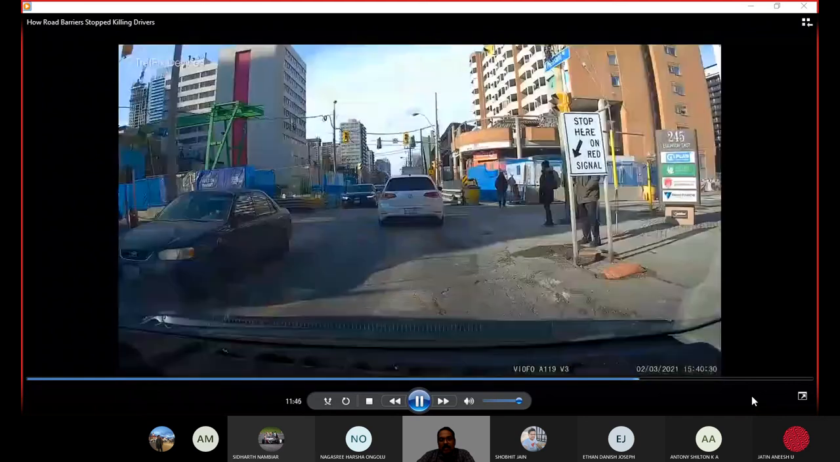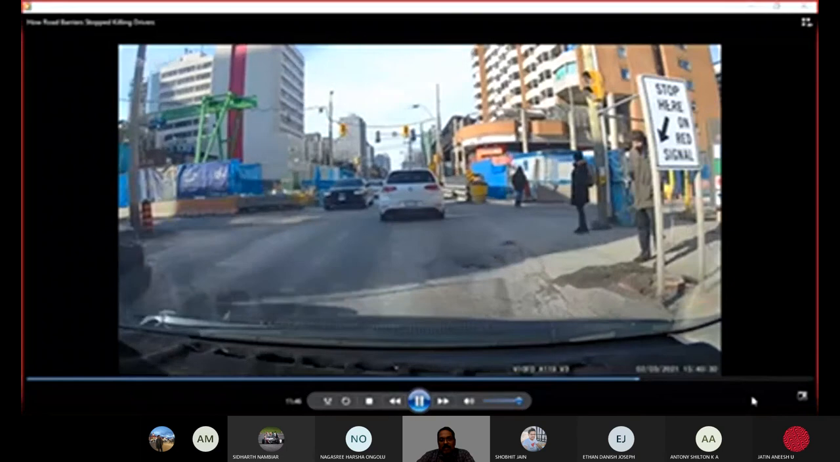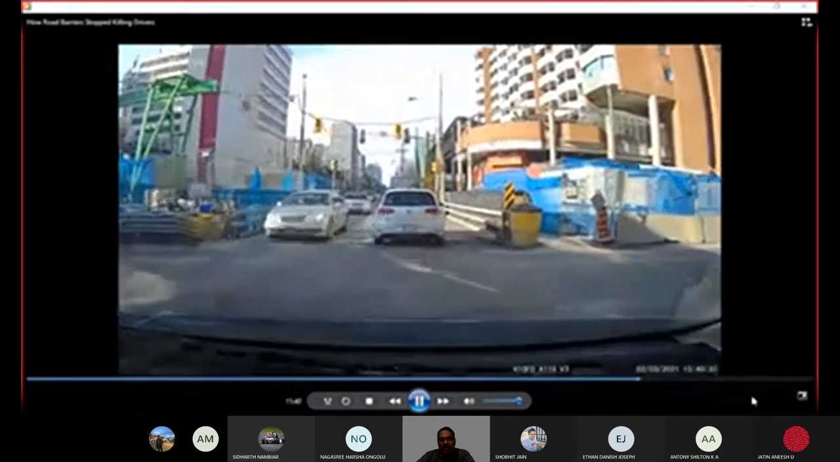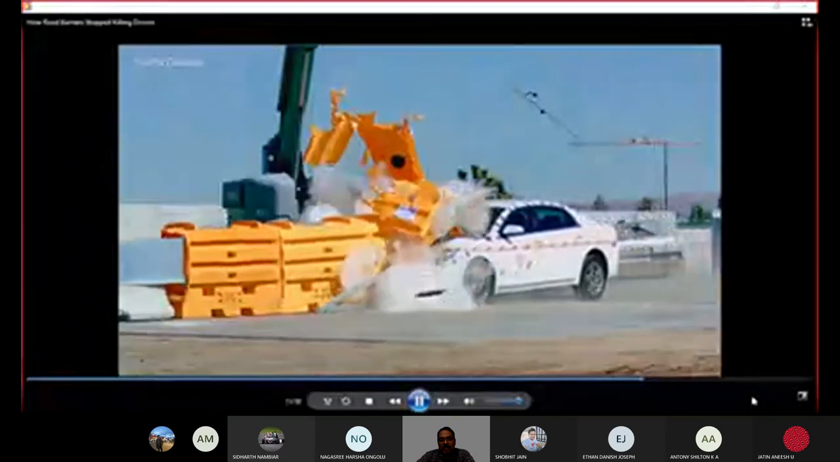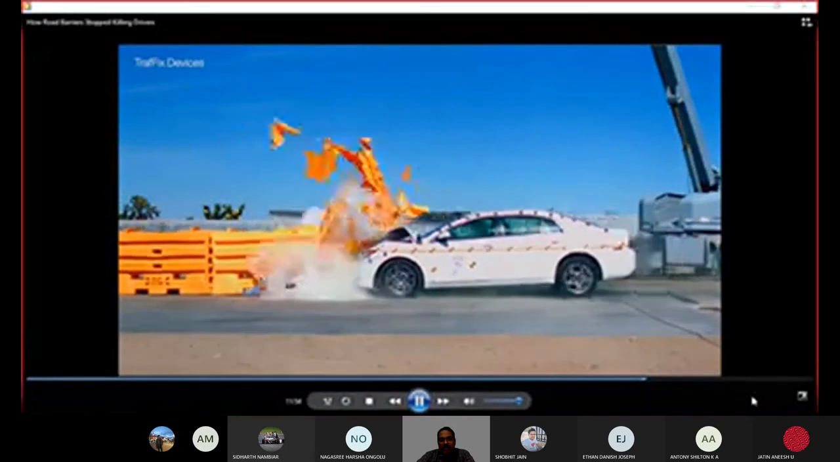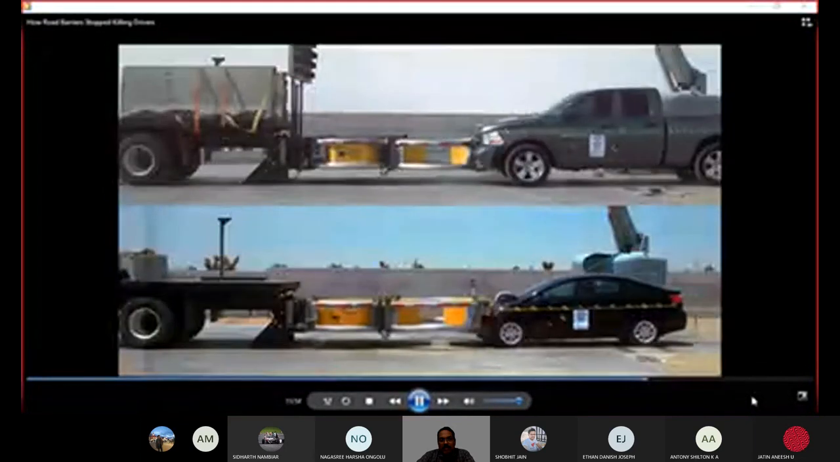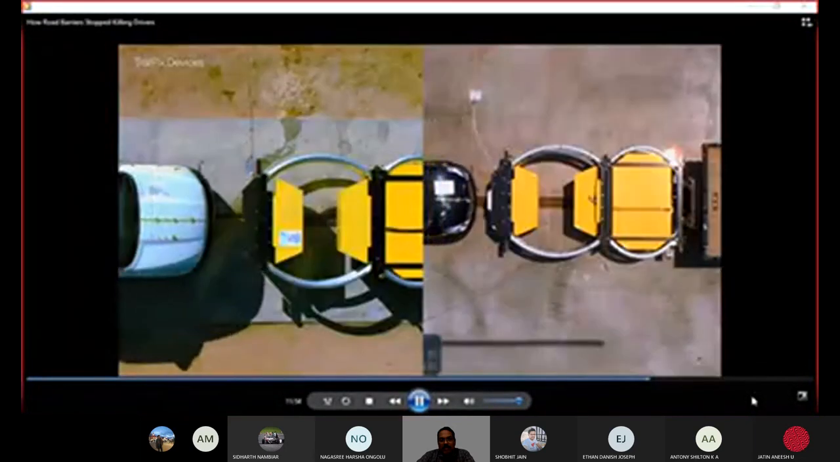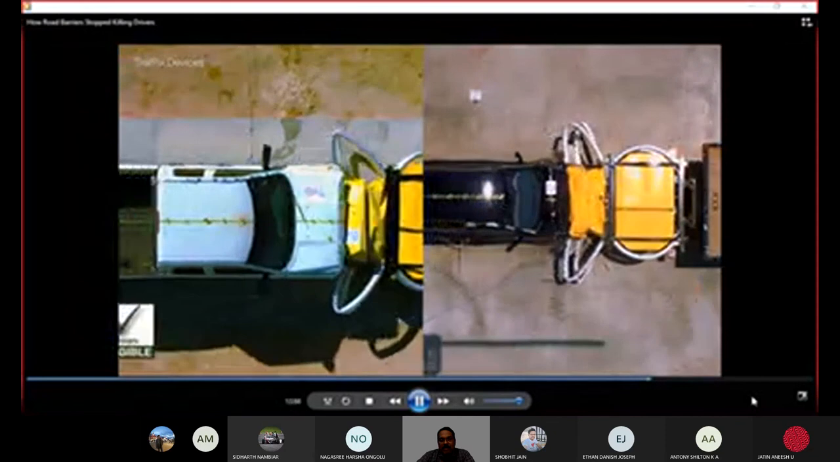to clean up. These are also useful for construction sites, with one model using a metal sled that controls the vehicle as it crashes through the water-filled cartridges. There's also a mobile version that is mounted to the back of trucks that are used to protect road crews.